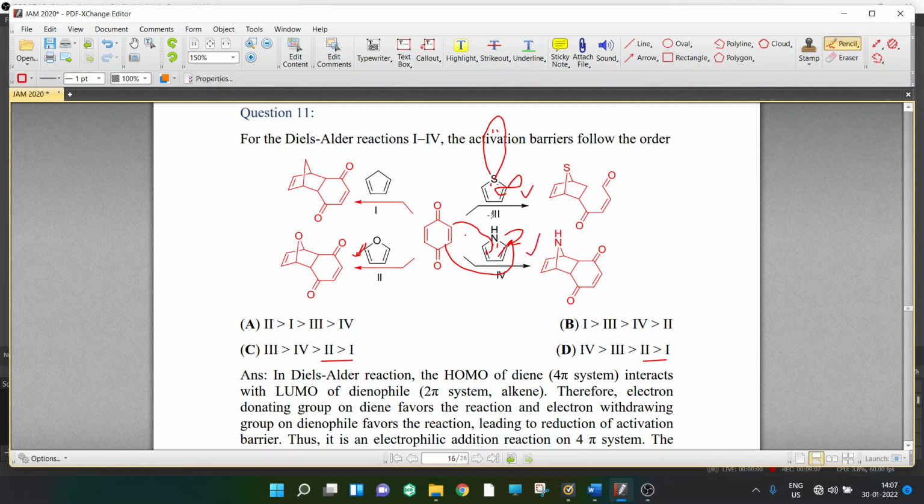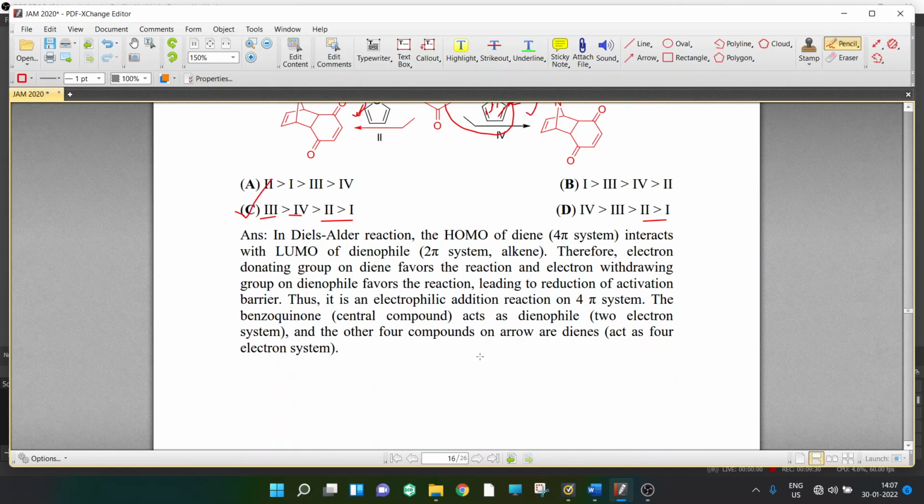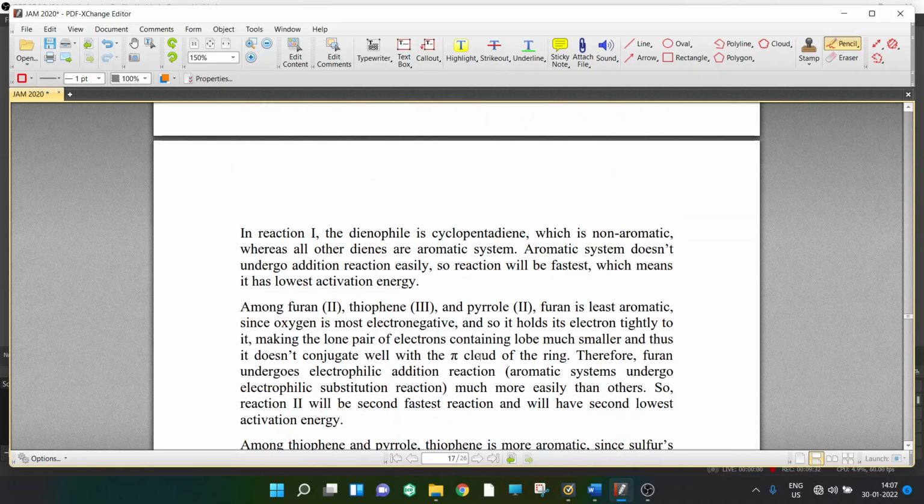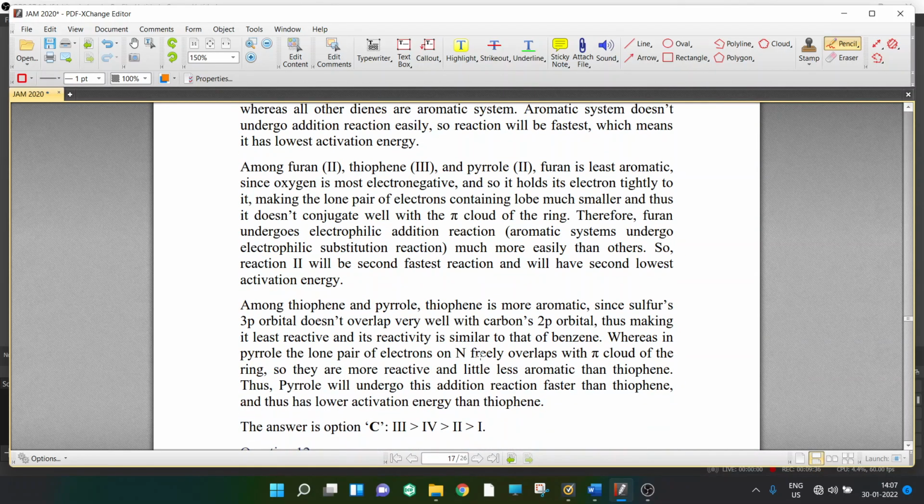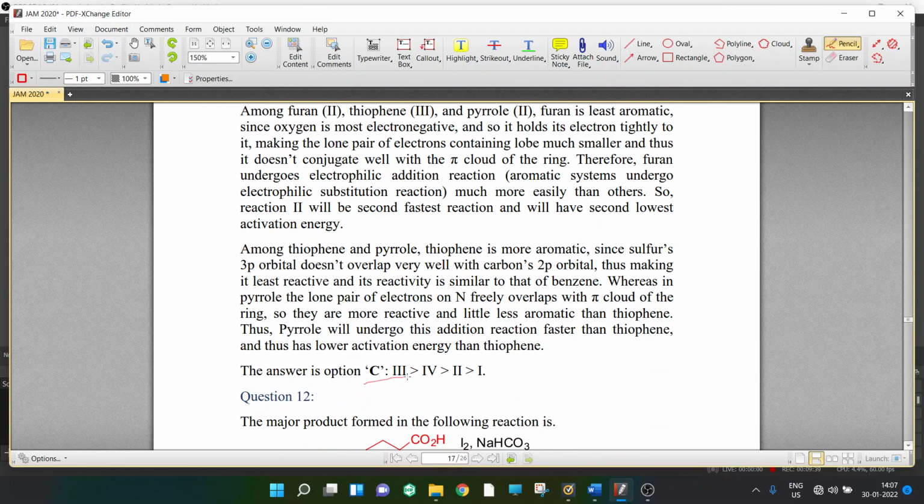So third should have the highest activation barrier because this will be slowest, and this should be faster, so fourth should be second. So my guess is third is higher, so third and fourth, so C should be the answer. Let us look into it. So C is the answer.